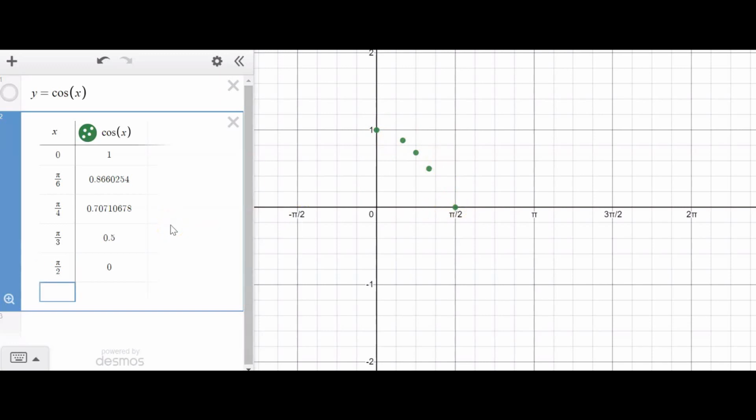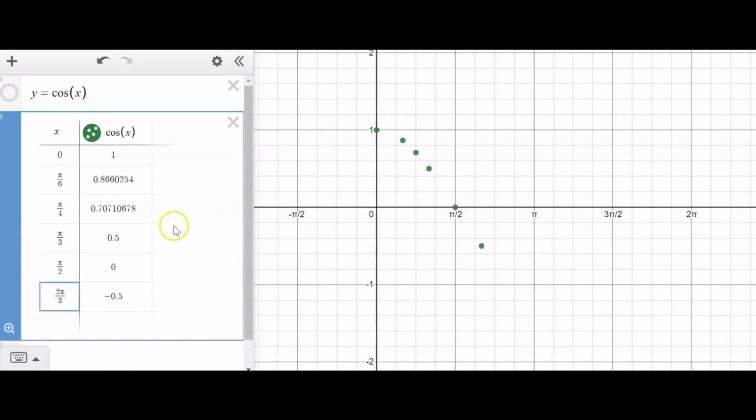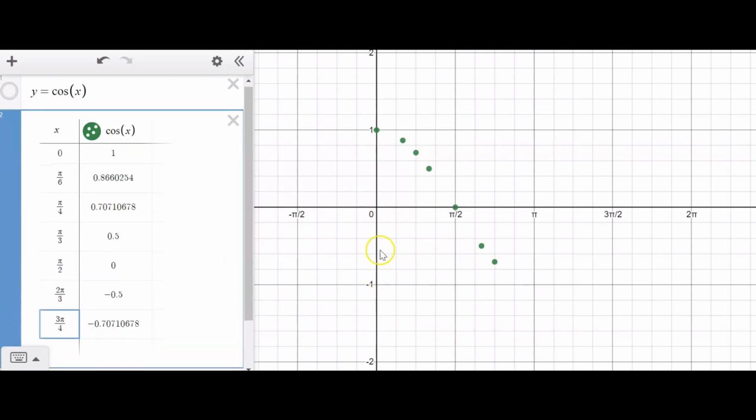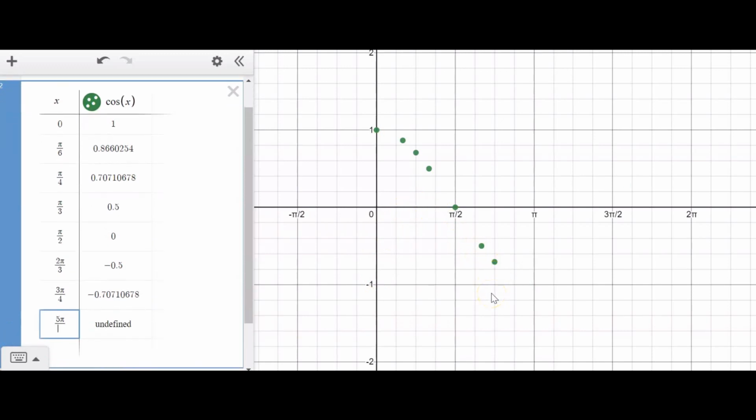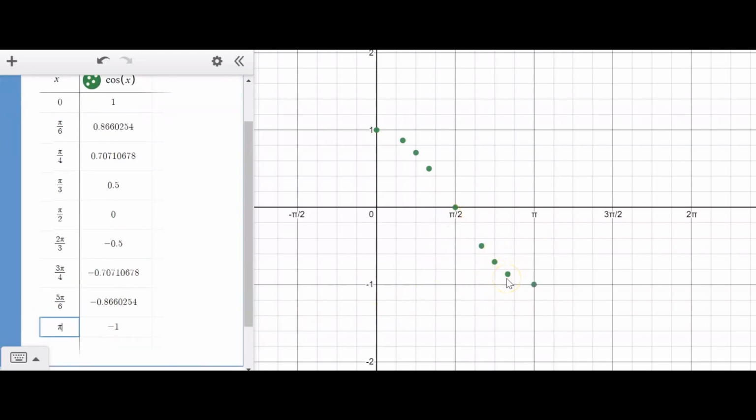So now we're going to move on to 2 pi over 3, which will give us -1/2. Then 3 pi over 4, and that'll give us negative square root of 2 over 2. And then we'll go to 5 pi over 6, which will give us negative square root of 3 over 2. And then we'll go to pi, which gives us -1. And so you can see that cosine is starting at 1, curving down to 0, and then curving down to -1. Okay? And then what it's going to do from -1 is it's going to curve up to 0 and then curve up to 1 again. Okay? So we're halfway done.